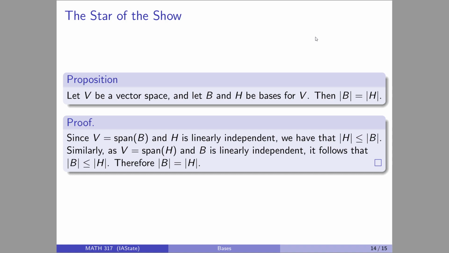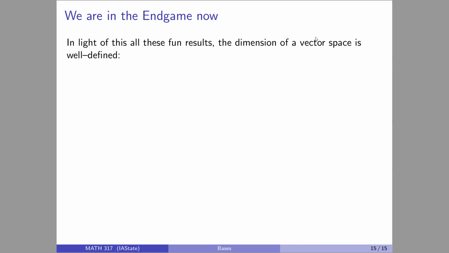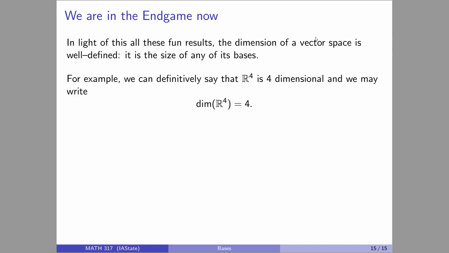We have now proven that given a vector space, if you've got two bases, they have to have the same cardinality. So dimension is well defined. It's the size of any basis you pick for the set. Any basis for your vector space always has to have the same number of things. So R4, any basis for R4 will only ever have 4 things in it. So we can clearly say that R4 is 4-dimensional. It is spanned by a linearly independent set with 4 elements. All right, and so we say that R4 is 4-dimensional, and we'll write dim of R4 is 4.